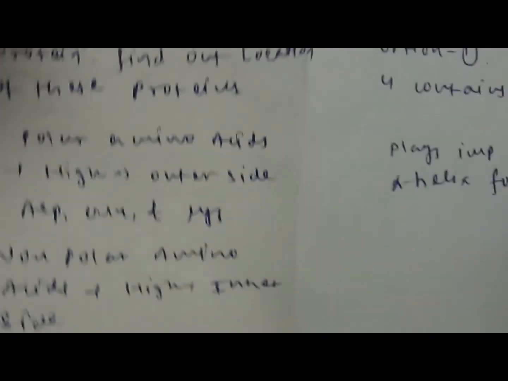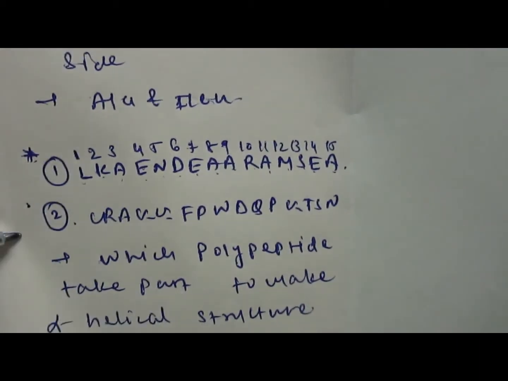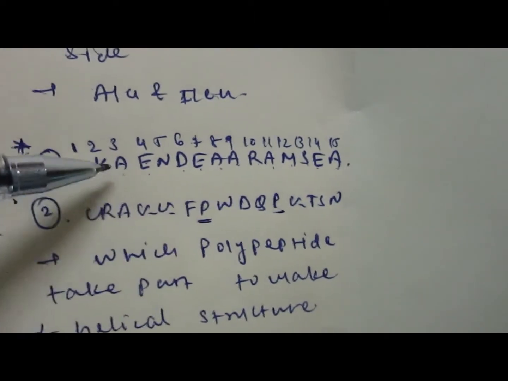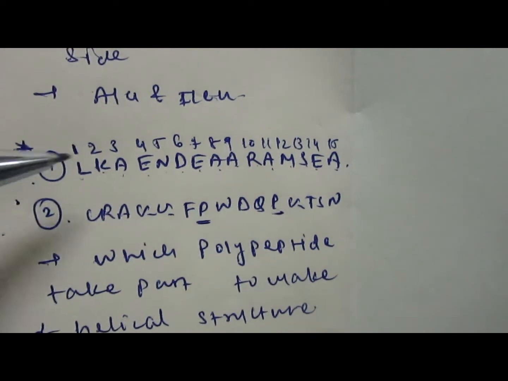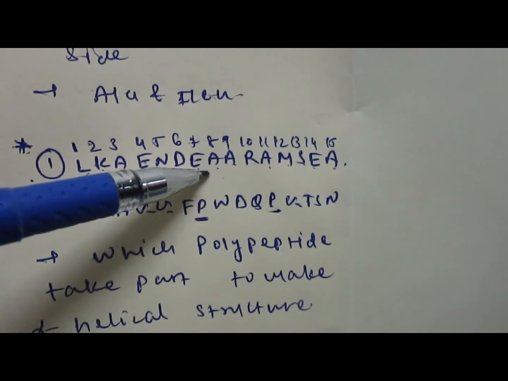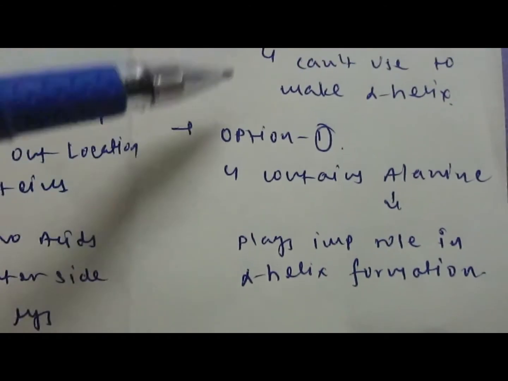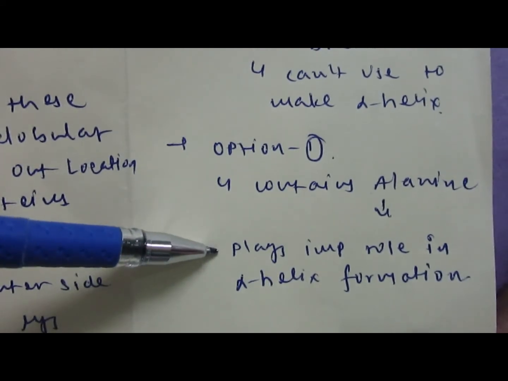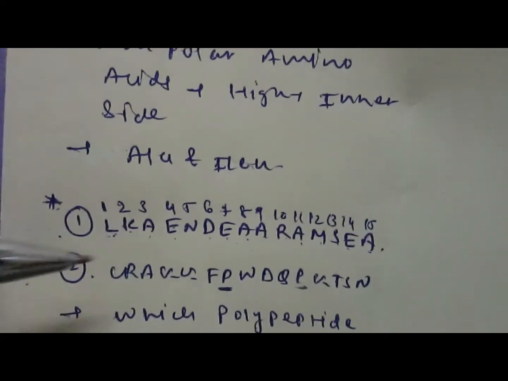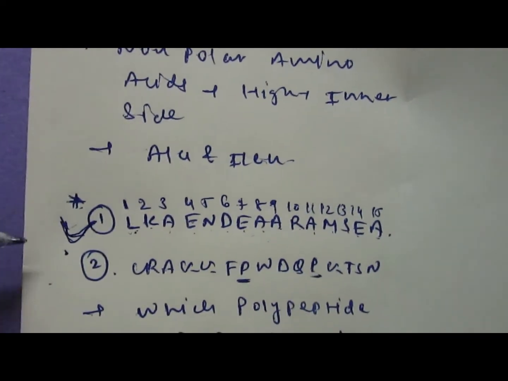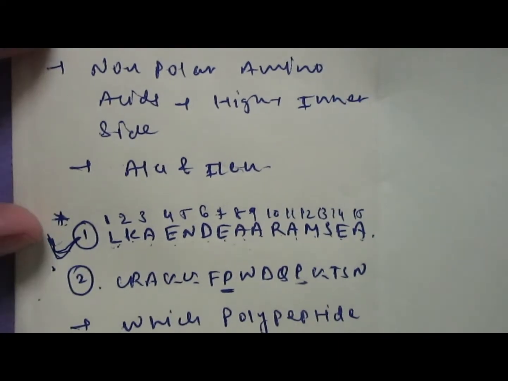Among these sequences, we can clearly say that in option 2, proline is present two times, whereas in the first amino acid sequence, proline is not present, but alanine is present. Based on theory, alanine plays an important role in the formation of an alpha helical structure. So obviously, the first option polypeptide will take part in the formation of an alpha helix.